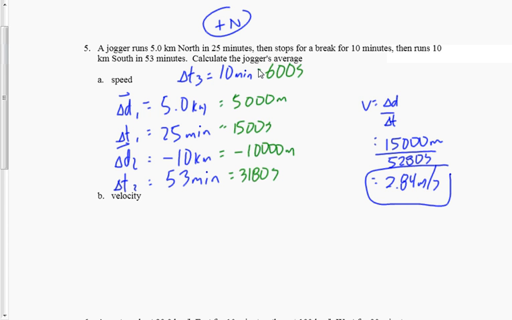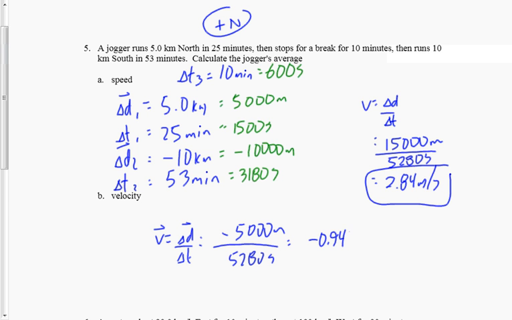All right, let's try velocity. It's displacement divided by time. Displacement this time would be negative 5,000 meters, and the time would be exactly the same, 5,280. So we get 5,000 divided by 5,280 gives me negative 0.947, right? Did you get that?